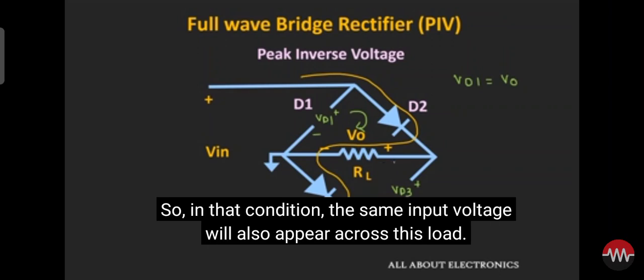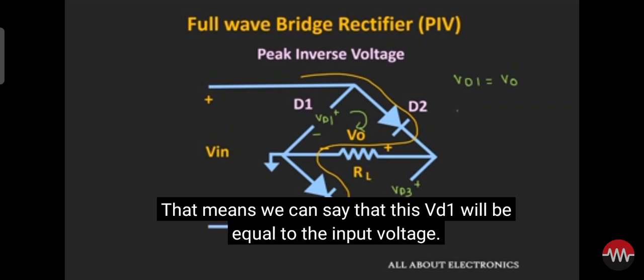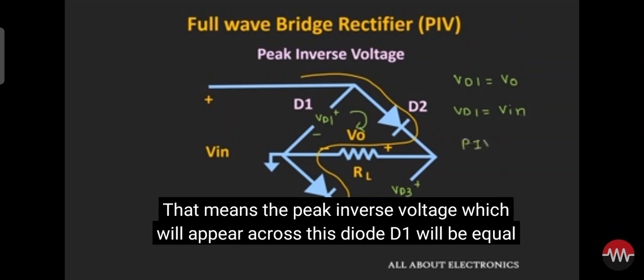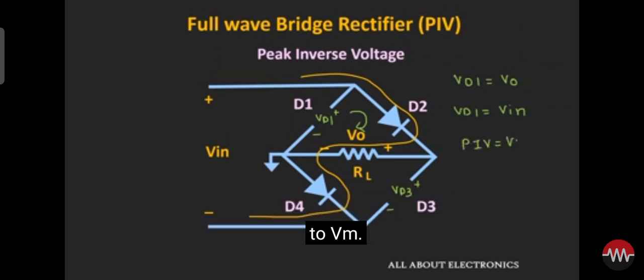So in that condition, the same input voltage will also appear across this load. That means we can say that this VD1 will be equal to the input voltage, and the peak value of the input voltage will be equal to Vm. That means the peak inverse voltage which will appear across this diode D1 will be equal to Vm.